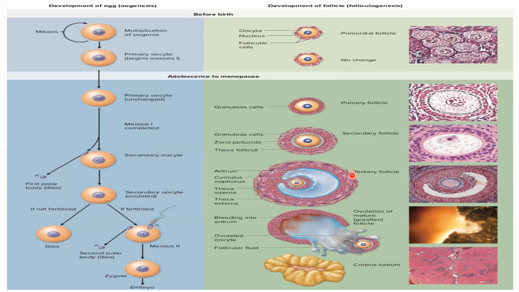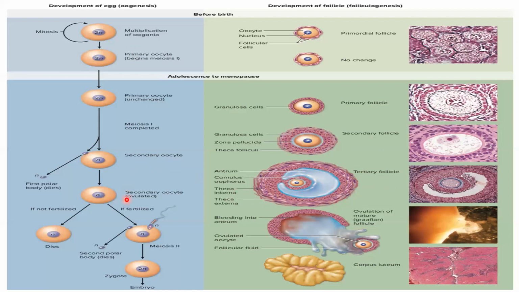Now at the same time what happens? Secondary follicle is converted to tertiary follicle. Tertiary follicle has a cavity inside it. This cavity is filled with a fluid, and this cavity is known as antrum. Here there is a space between the ovum and the antrum which is known as cumulus oophorus. Now the theca is formed into two layers, theca interna and theca externa.